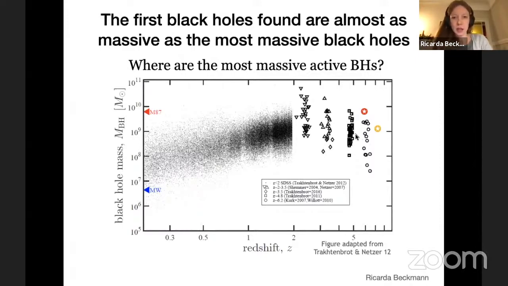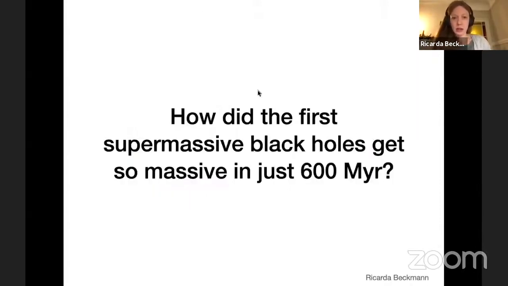And that leads to the interesting question, which is, how did the first supermassive black holes get so massive in just about 600 megayears, which is about the time you have between the first plausible black hole seed formation scenarios to the time when we start observing the first supermassive black holes.